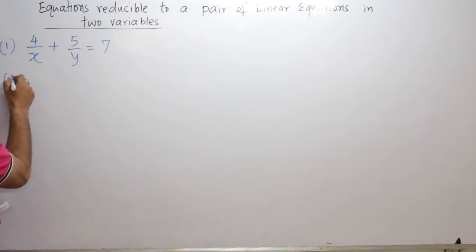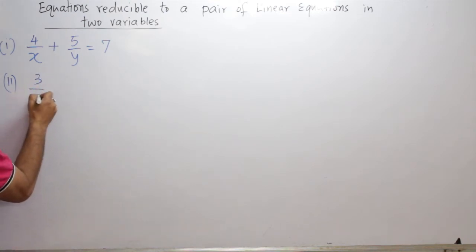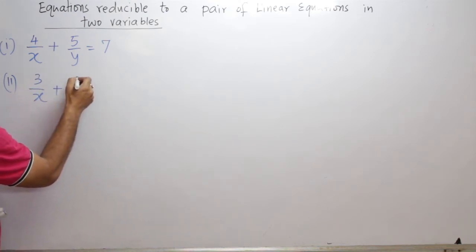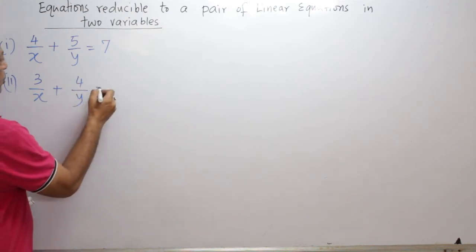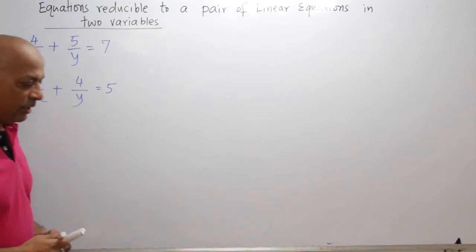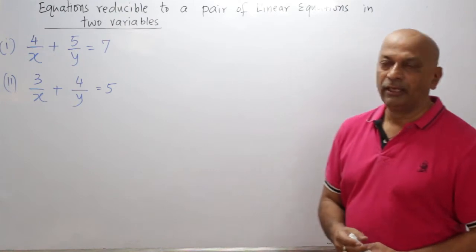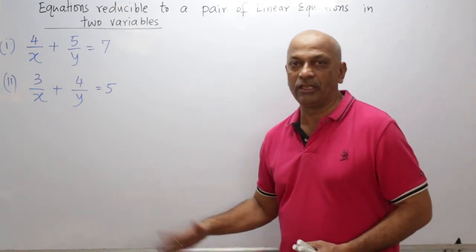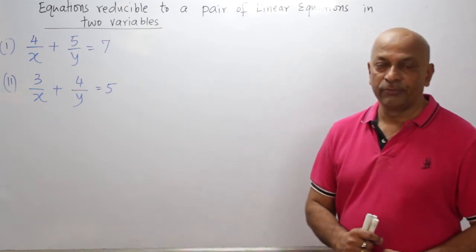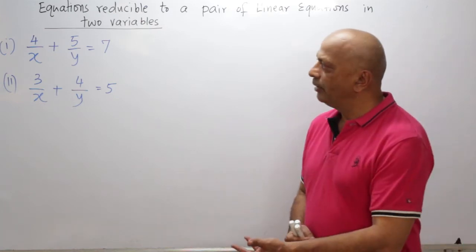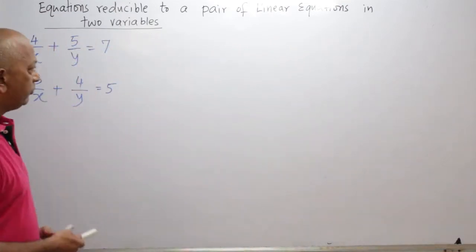Second equation is given as 3 upon x plus 4 upon y, and that is equal to 5. So these are the two equations which are not in regular format. We have to convert these equations into linear equation format, that is ax plus by is equal to c, and then we can solve the equations. So let's start doing this one.